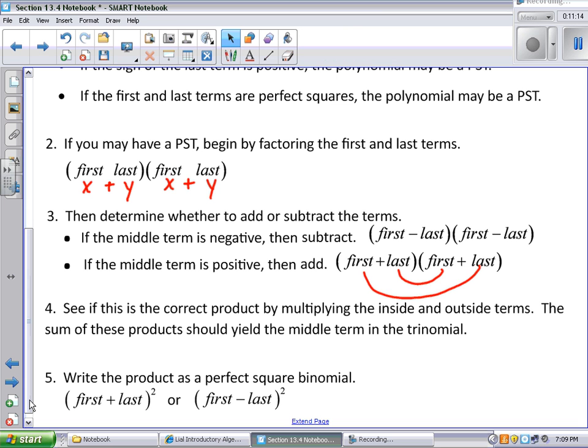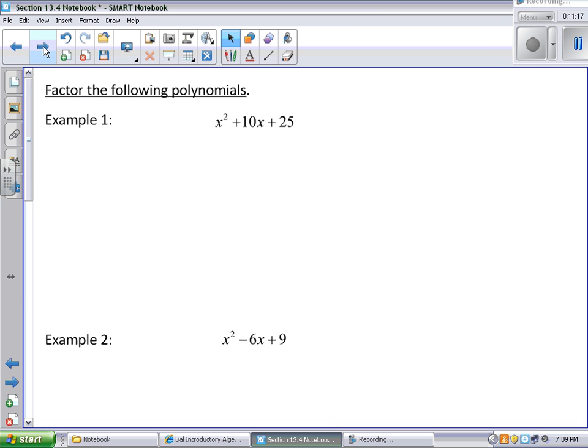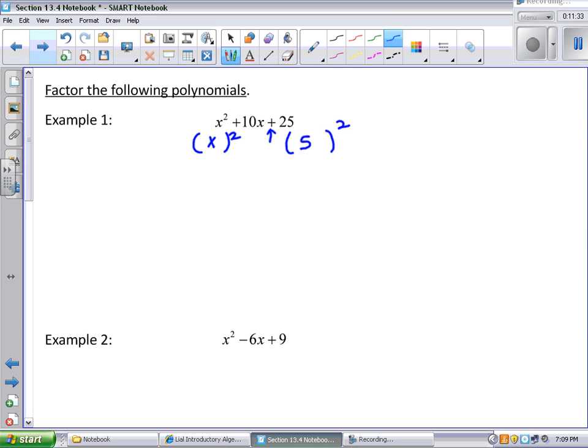So let's look at an example. Number 1. So we're going to look, is the last term positive? Yes. Is the first term a perfect square? And is the last term a perfect square? And the answer is yes. This one's x squared, and this one is 5 squared. So we're going to try and break it down.